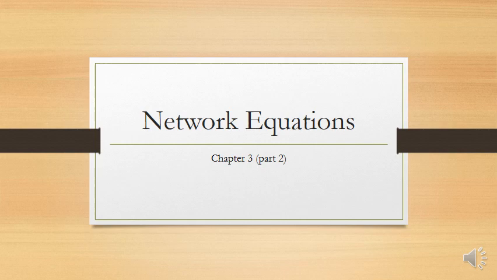Now, this is the second part of our network equations lecture. It is also related to chapter number 3 of our book. In this, we are going to study further techniques to solve the equations which we have studied previously.